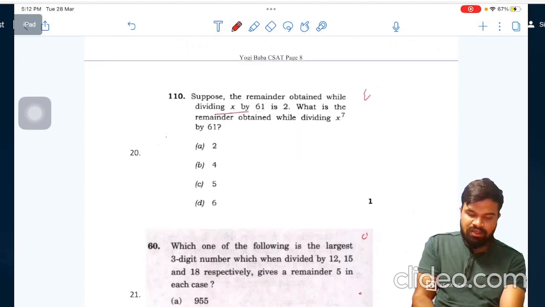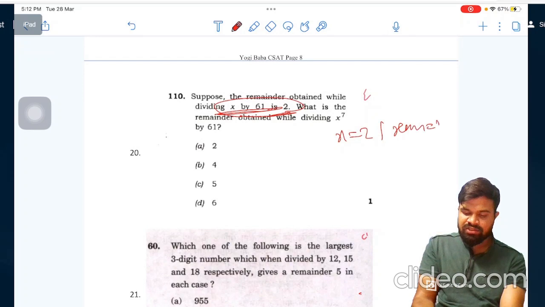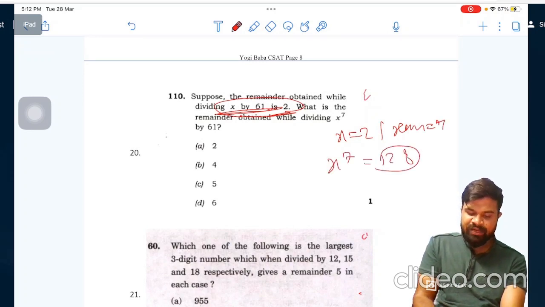I hope it is like this. I have already assumed that if a number is given like this, then you can assume x is equal to 2, because the remainder in this case is 2. Now x to the power is equal to 128. 128 will give you remainder as 6, because 61 into 2 is equal to 122.